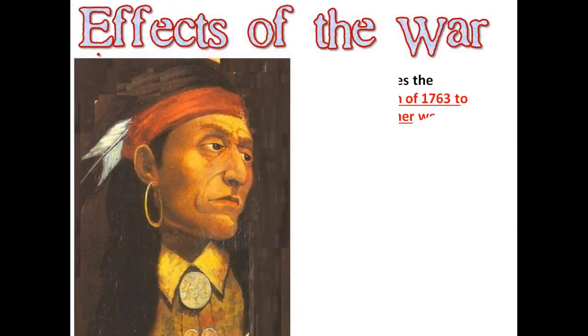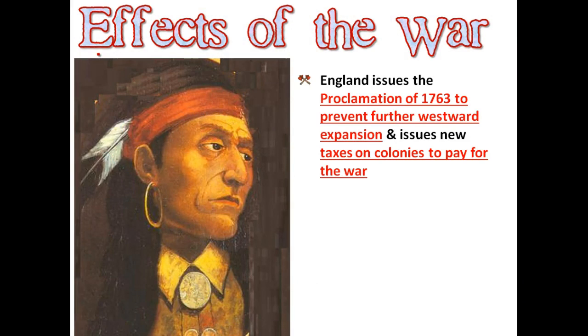Effects of the war, and these are pretty important because this is what eventually led us to the Declaration of Independence and the Revolutionary War. England issued a proclamation of 1763, which essentially prevented colonists from moving any further west and expanding into the western frontier. In addition to that, they also put on a variety of taxes on the colonists to help pay for the war. And this was really what ended up angering a lot of the colonists, is their inability to pay for some of these taxes, and they did not want to have to pay for the war.